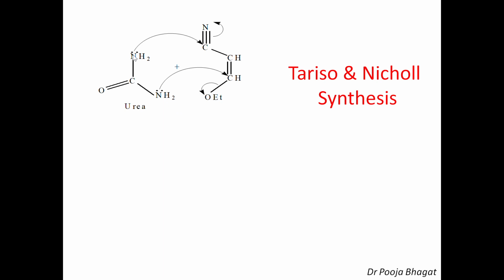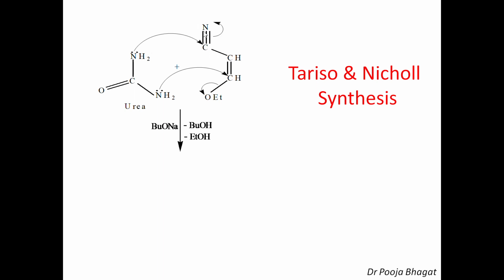Then again the lone pair of electrons will attack here, and the pi bond will shift towards the nitrogen. So here there will be nitrogen, single bond, carbon, double bond, nitrogen. This nitrogen will have a negative charge and this nitrogen will have a positive charge. So it will lose a proton and this one will gain a proton, so you will get an imine.